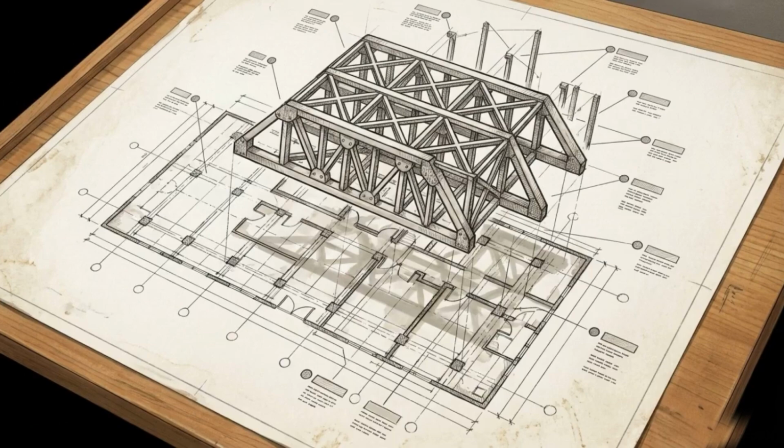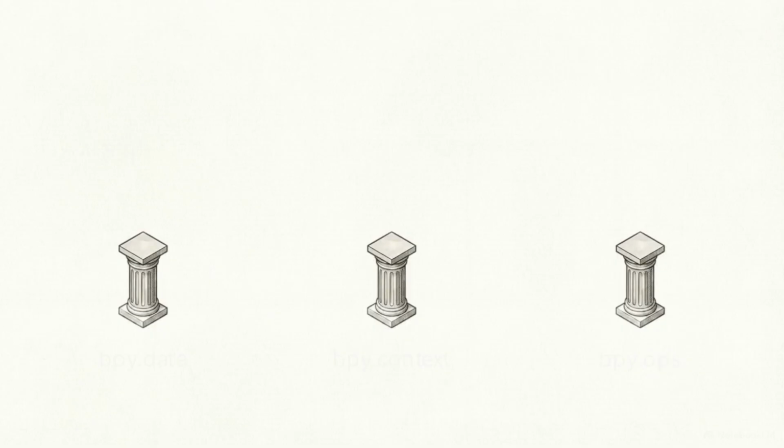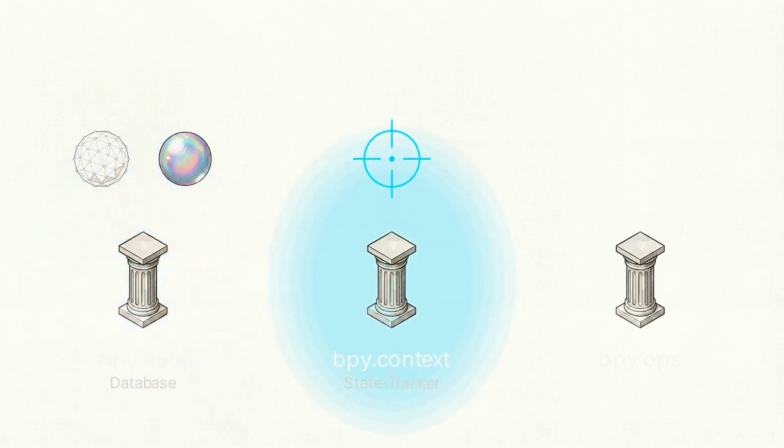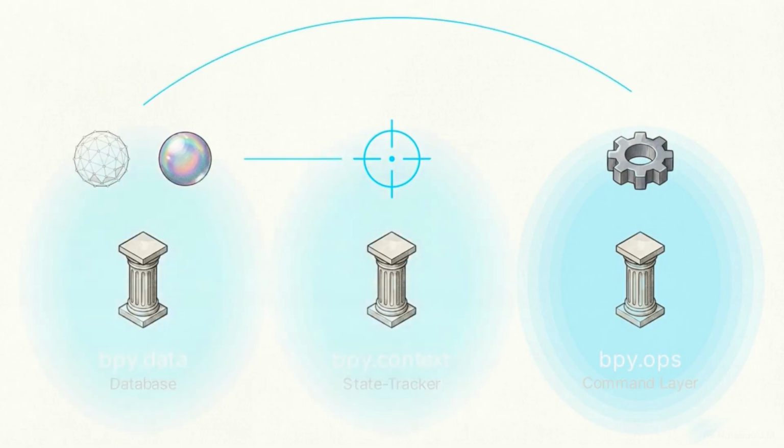To generate these systems, we have to understand the architectural foundation of the software. Everything in Blender relies on a specific Python API structure to function. This diagram shows the architecture's three pillars. First, bpy.data is the database storing all geometries and materials. Next, bpy.context is the state tracker reading current selections. Finally, bpy.ops is the command layer executing the same actions a human user would trigger.